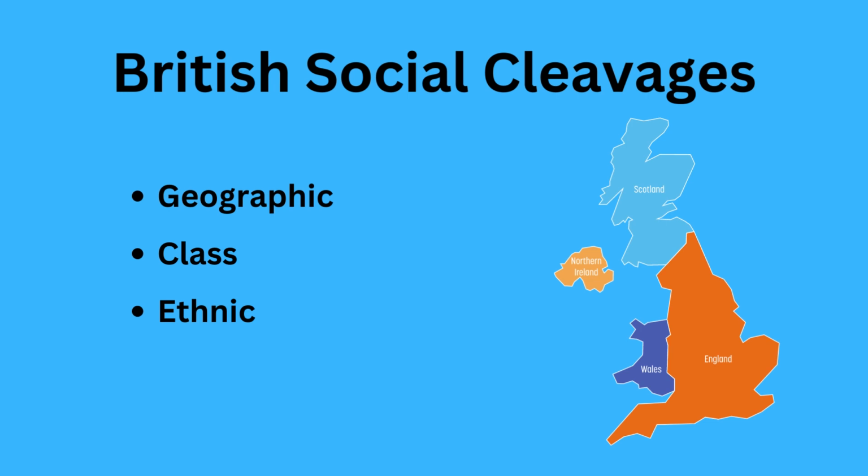I'm going to give you a quick example. In 2015, Scotland voted for independence, and that narrowly failed. But as I mentioned, the biggest social cleavage in British politics is class-based. Middle class versus working class has always mattered in British politics.